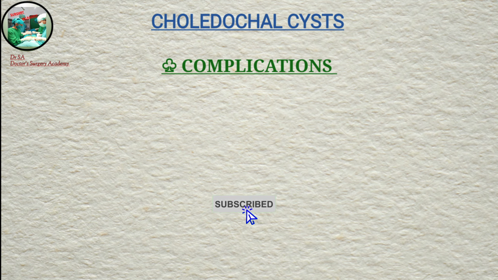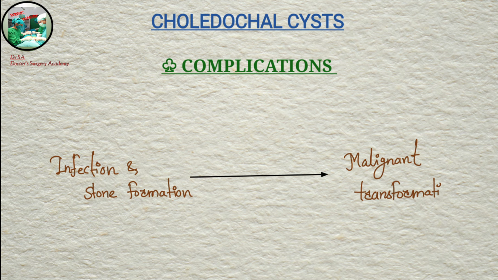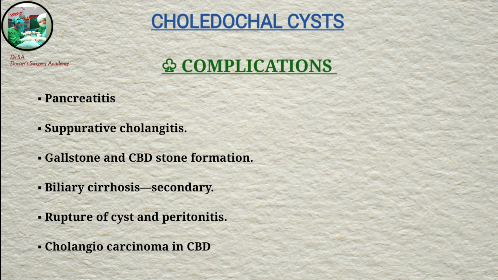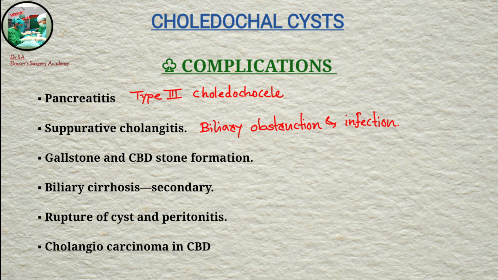Complications of choledochal cyst. Choledochal cyst can lead to several important complications ranging from infection and stone formation to malignant transformation. Pancreatitis. Pancreatitis can occur, particularly in type 3 choledochal. Suppurative cholangitis may develop because of biliary obstruction and infection, while bile stasis can predispose to gallstone and common bile duct stone formation. Long-standing disease can also result in secondary biliary cirrhosis.